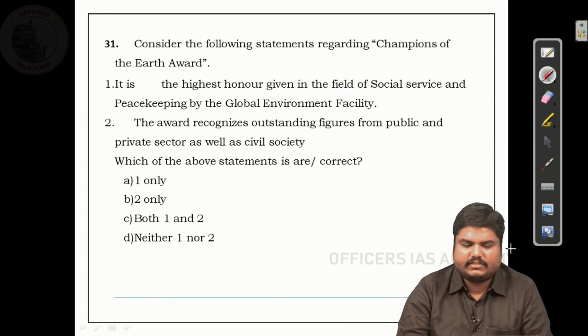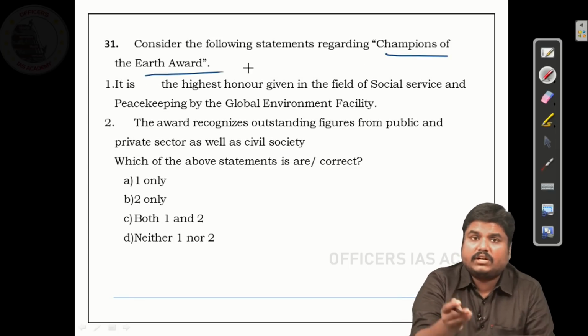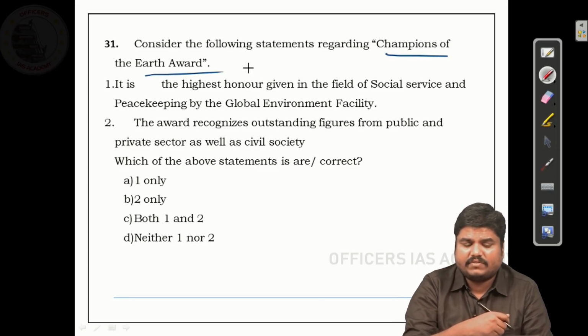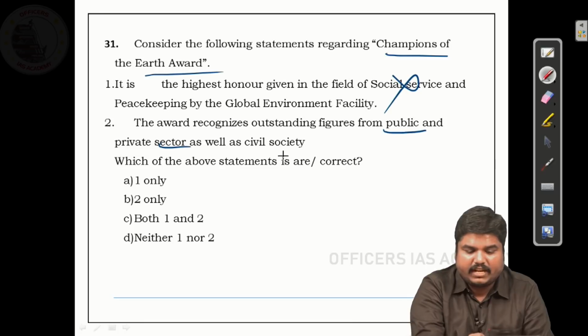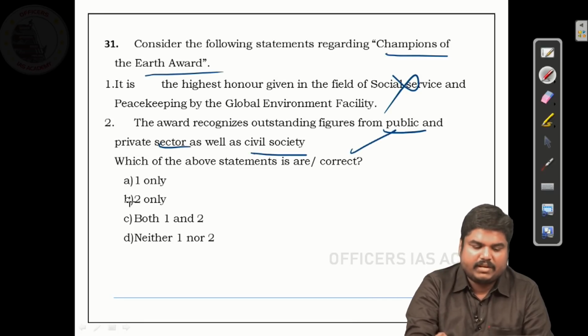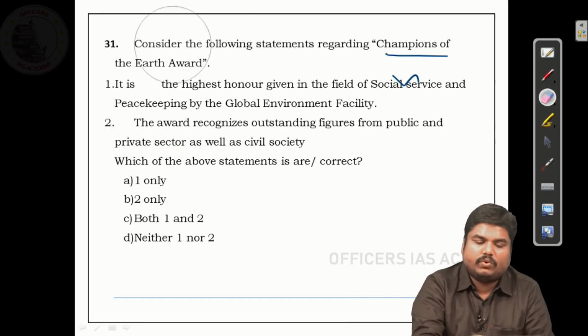31st question, this is regarding Champions of the Earth Award. Our Prime Minister recently received this award, along with the France President. It is the highest honor given in the field of environment, non-social service. Statement 1 is wrong. The award recognizes outstanding figures from public, private as well as civil society. It is a true statement. The answer is going to be B, 2 only.